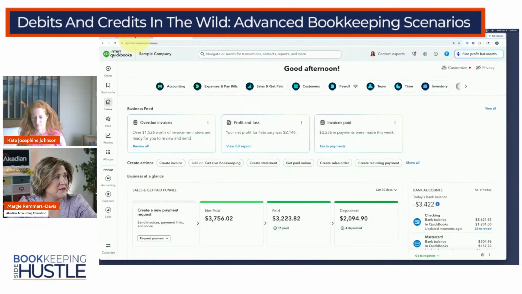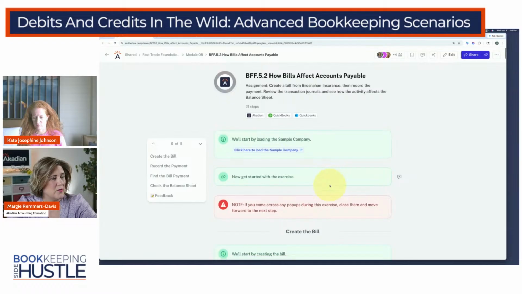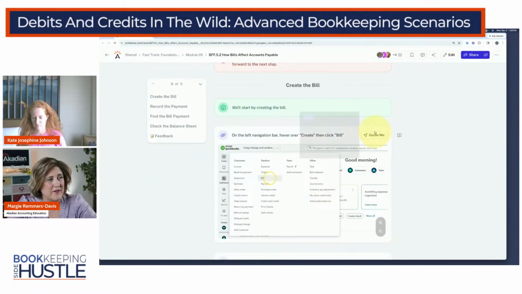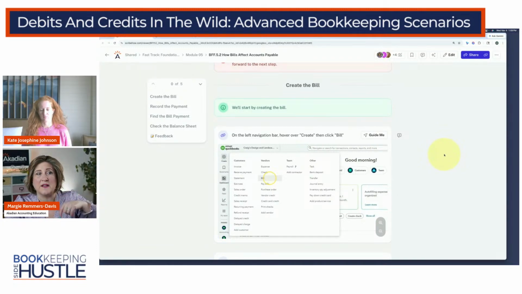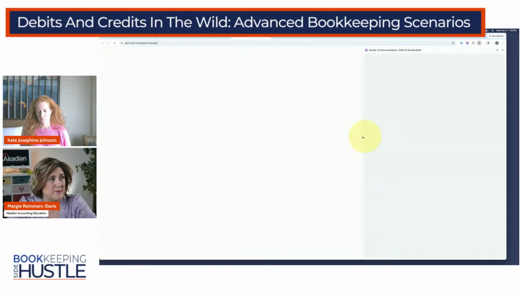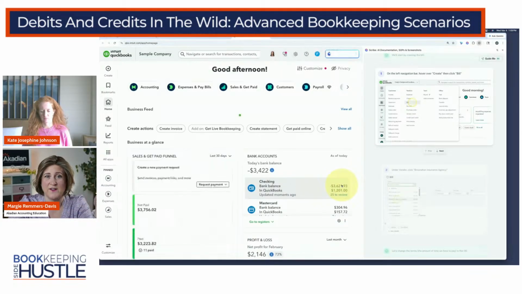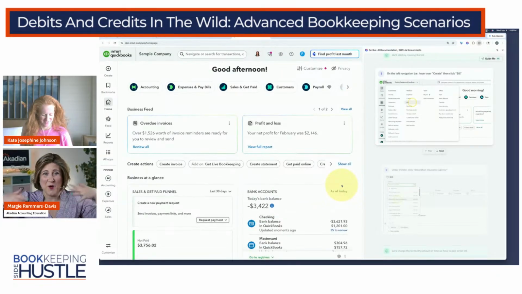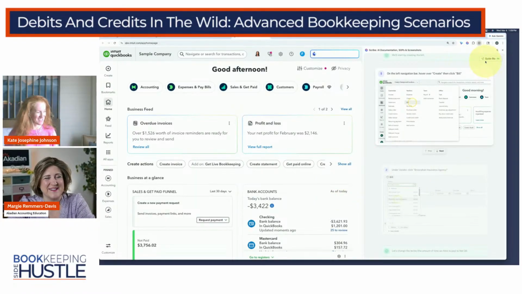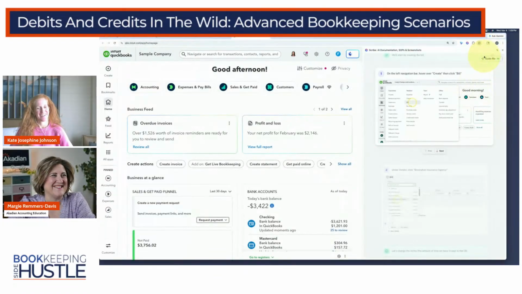Okay. And we talked about this last week: all of our exercises are created in Scribe, and Scribe has an extension that you can add to Google Chrome so that when you click this Guide Me button and you have the sample company open, this is when Kate's jaw hit the floor last week. Yes. She was like, wait, what? Yes. Right, exactly. This is what I always say, magic happens.